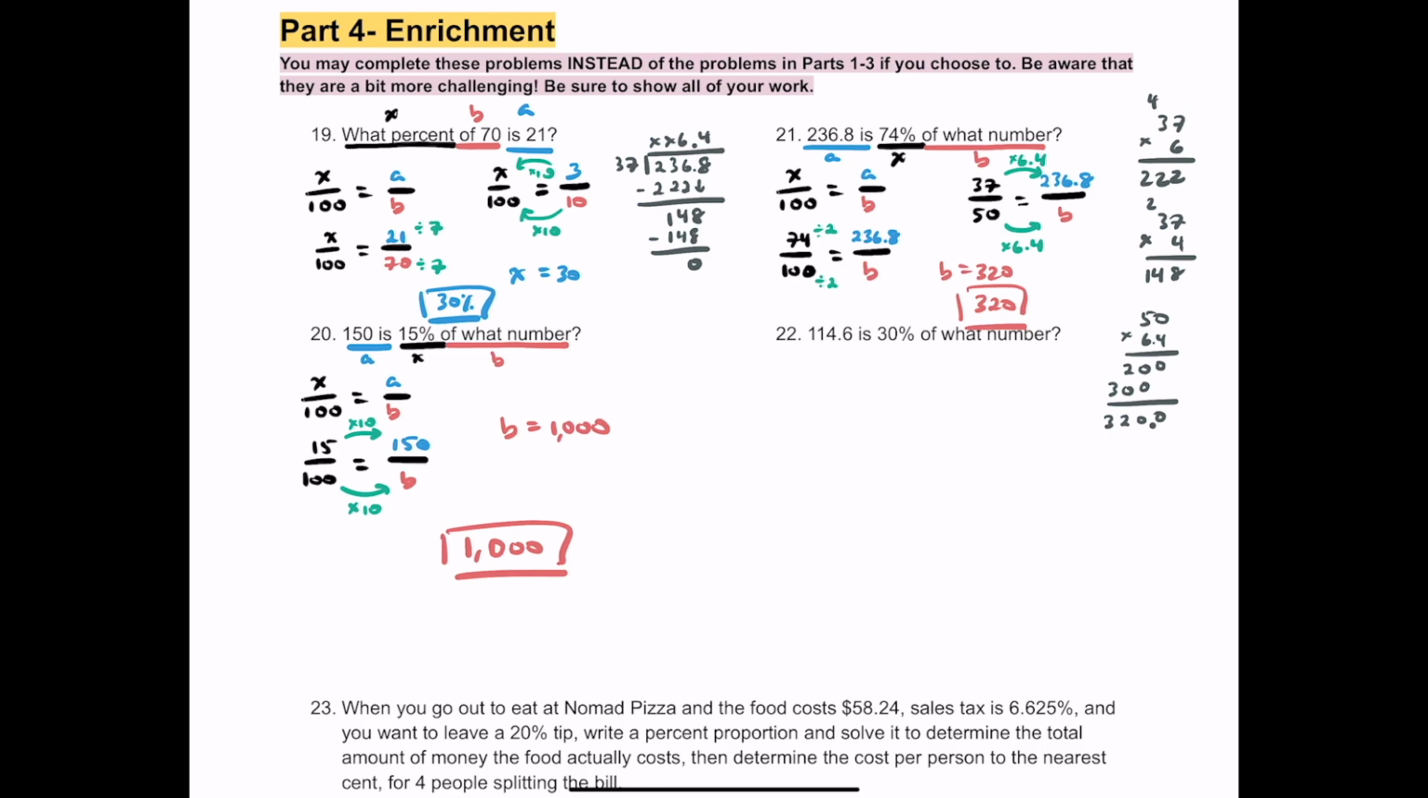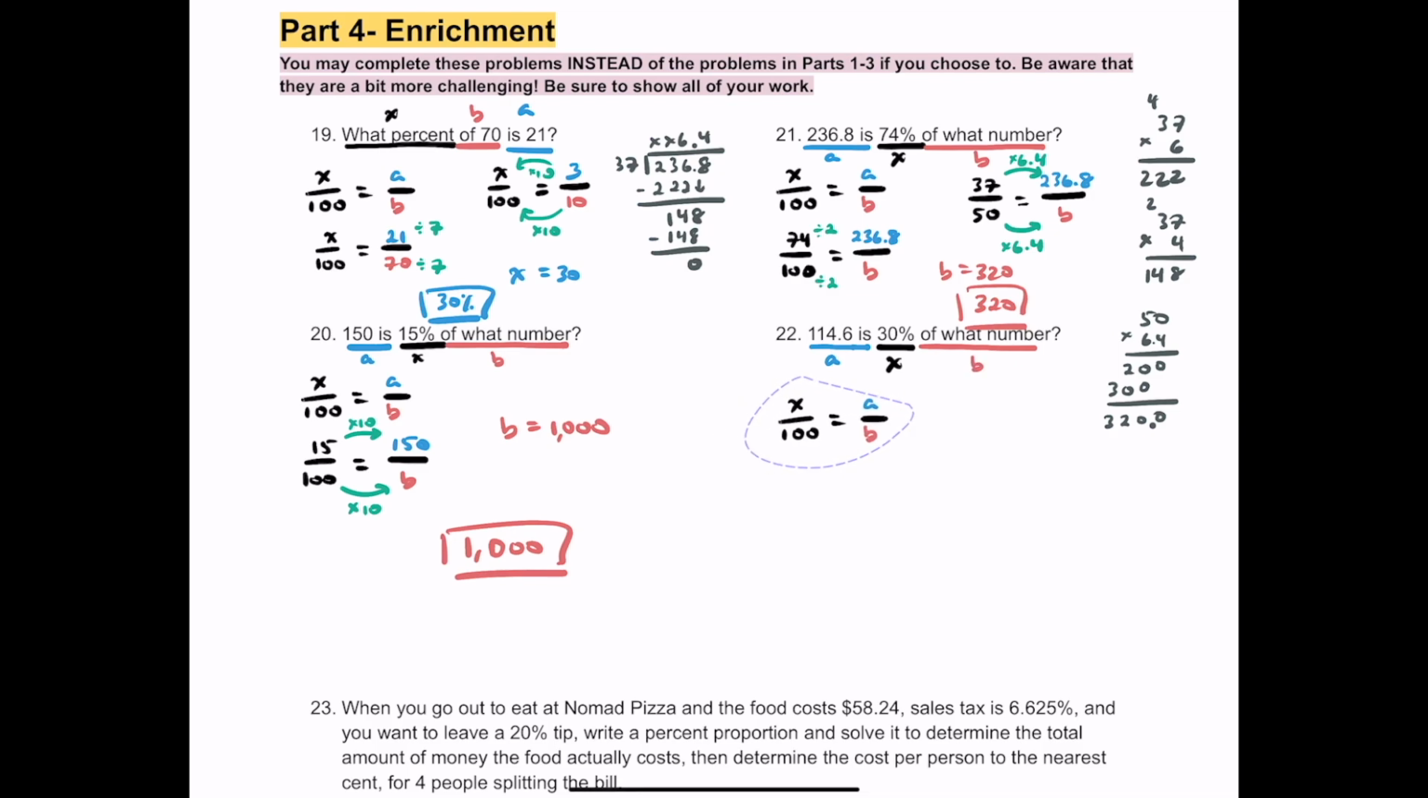Okay, one more problem here in this top part where we're just doing some non-application questions, just some normal practicing the process. 114.6 is 30% of what number? So 114.6, that's the part, just because we see the word is, that kind of lets us know. This 30% is going to be x, and it says of what number? We don't know. That's going to be the b value or the whole.